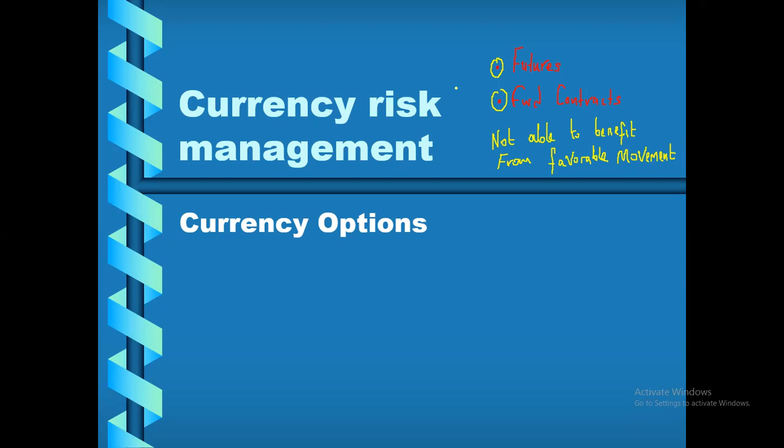So then how can we get around this problem? We have an instrument called an option. An option is an instrument that can enable us to benefit from the favorable movements of the currency or exchange rate in the markets. So if there's a favorable movement in the markets, if you have an option, you can benefit.